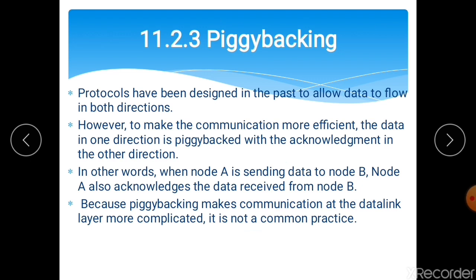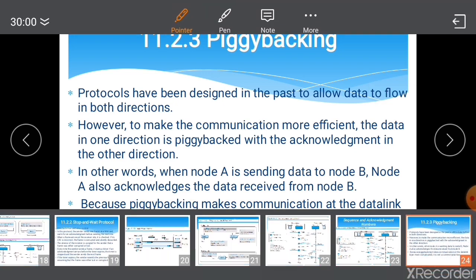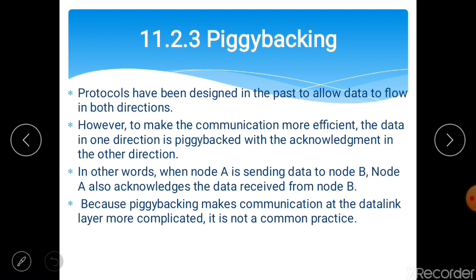The other mechanism used is piggybacking. Protocols have been designed in the past to allow data to flow in both directions. However, to make the communication more efficient, the data in one direction is piggybacked with the acknowledgement in the other direction. In other words, when node A is sending data to B, node A also acknowledges the data received from node B. Because piggybacking makes communication at the data link layer more complicated, it is not a common practice.